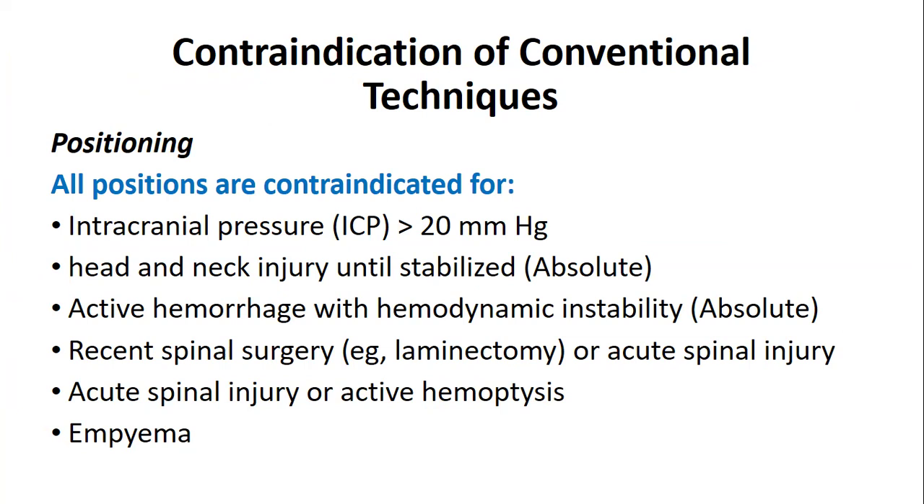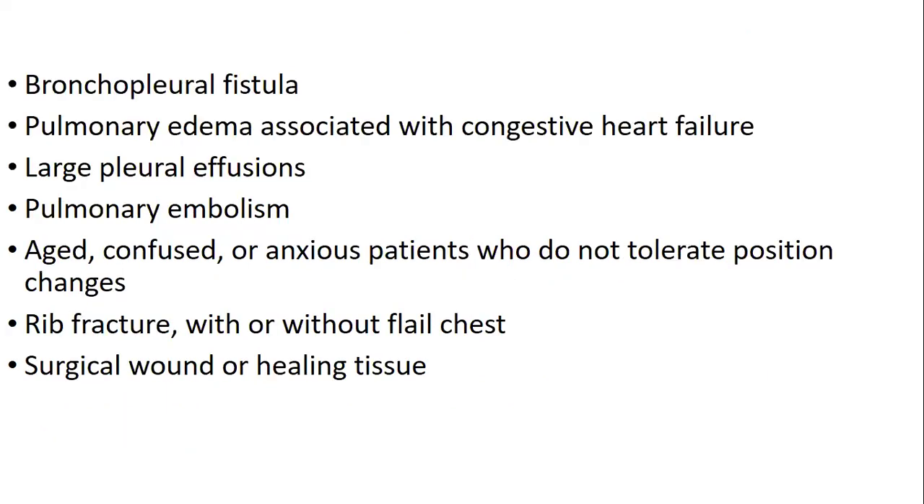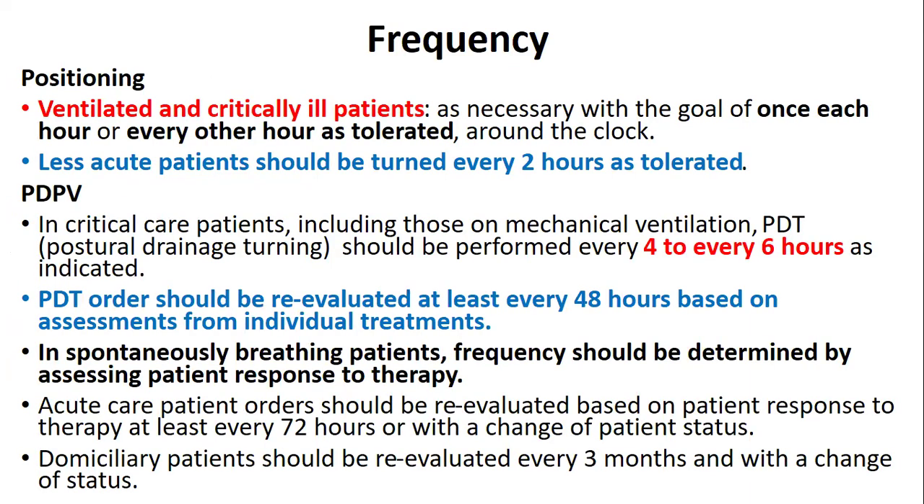However, there are some contraindications that come with these techniques, the conventional techniques. The overall one, we have that all positions are contraindicated for intracranial pressure greater than 20 millimeters of mercury. Head and neck injury, postural drainage is contraindicated. Active hemorrhage, recent spinal cord injury, acute spinal injury, as well as empyema amongst a number of others. Bronchopleural fistula, large pleural effusions, rib fracture, all these are contraindicated. They are not supposed to be done. Frequency.